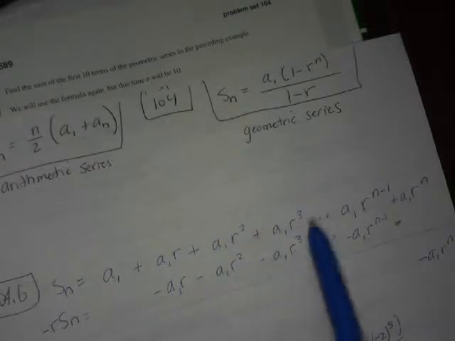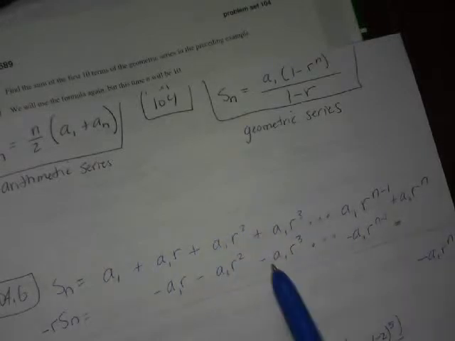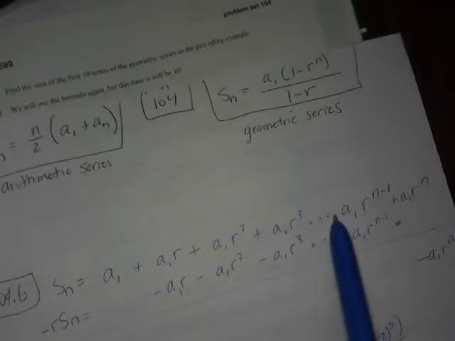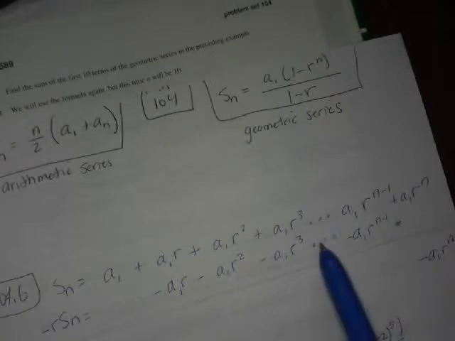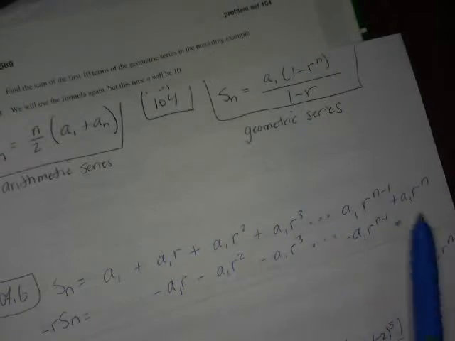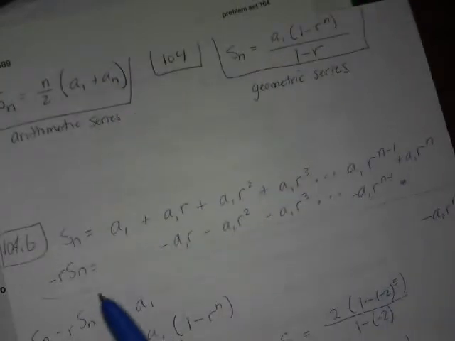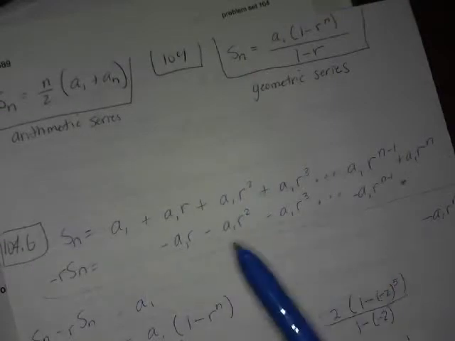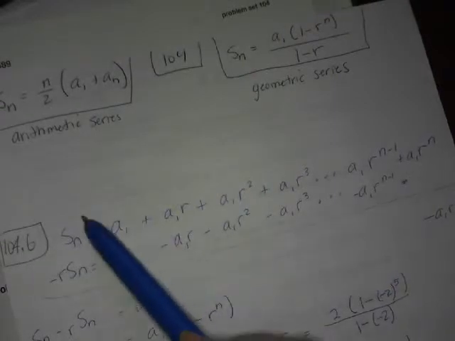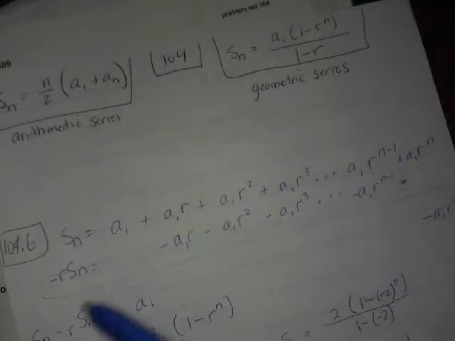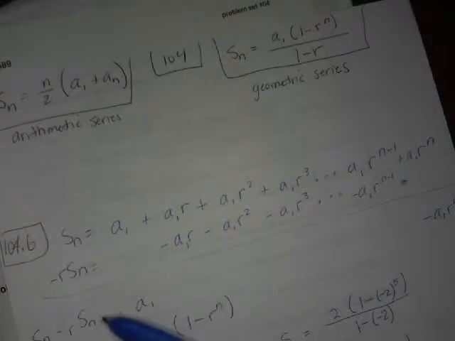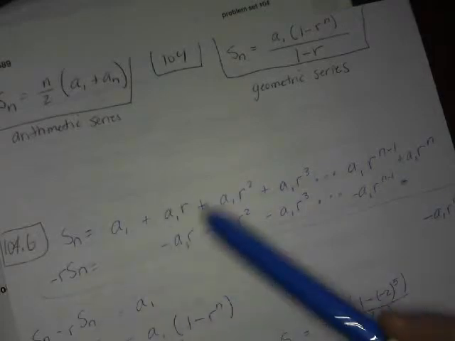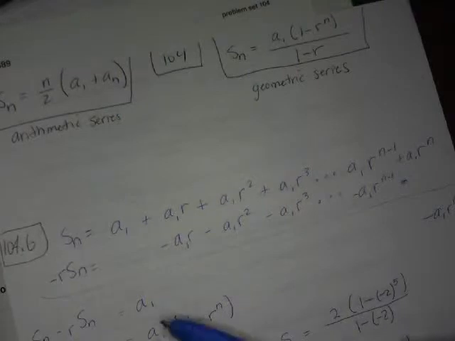I did mine out to 3 just for fun. And then there's a bunch of terms in the middle, and then you start getting close to the end, and you have r to the n minus 1. Okay, so the technique for this is you're going to take that same exact series, multiply it by r, and then subtract it from the original one, like a system of equations, or like doing elimination.